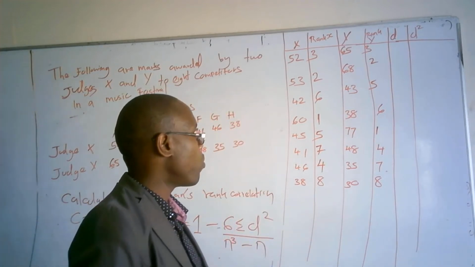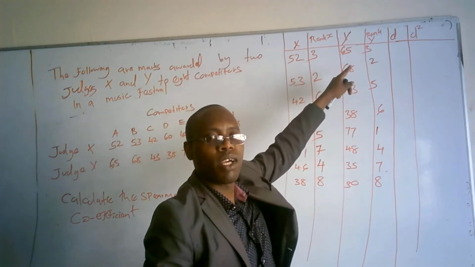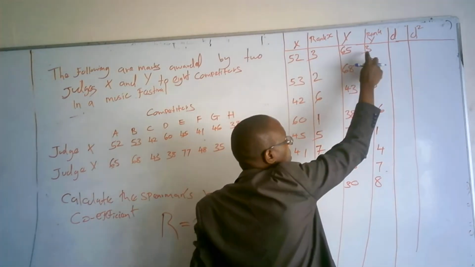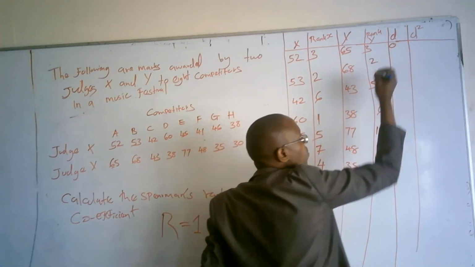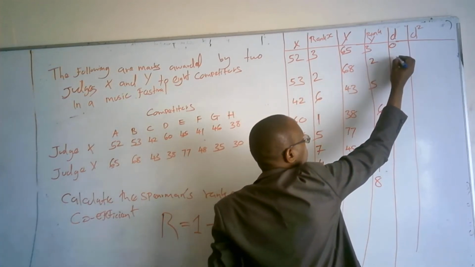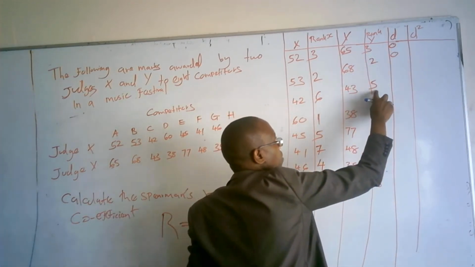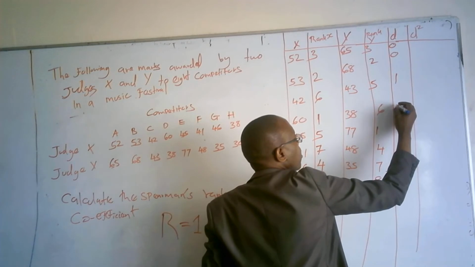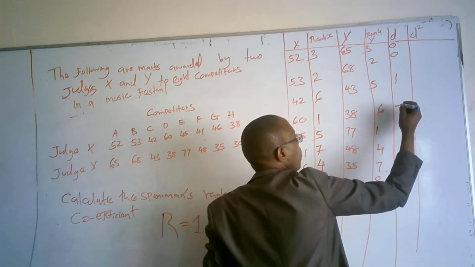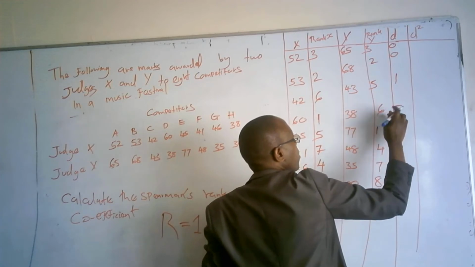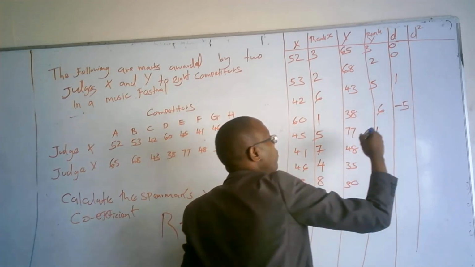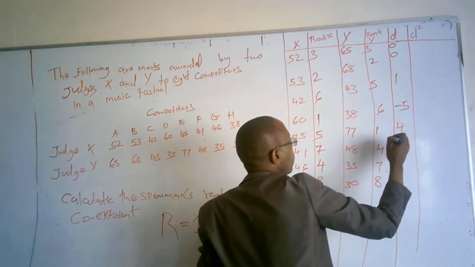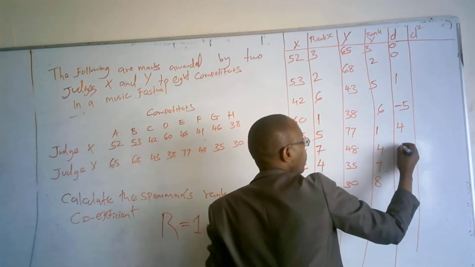So what we will do is find the difference between the ranks as usual, just like the other one now. So now it's going to be 3 minus 3, which will give you 0. 2 minus 2, which will give you 0 there. And then 6 minus 5, which will give you 1. And then 1 minus 6, which is going to be negative 5. And then, of course, we have 5 minus 1, which will be 4. 7 minus 4, which will be 3.